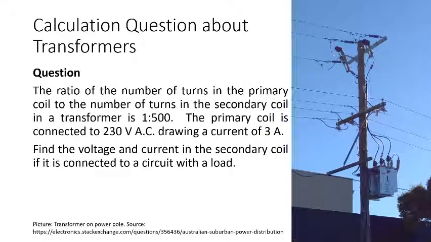And here's the calculation question. The ratio of the number of turns in the primary coil to the number of turns in the secondary coil in a transformer is 1 to 500. The primary coil is connected to 230 volts AC, drawing a current of 3 amps. Find the voltage and current in the secondary coil if it is connected to a circuit with a load.